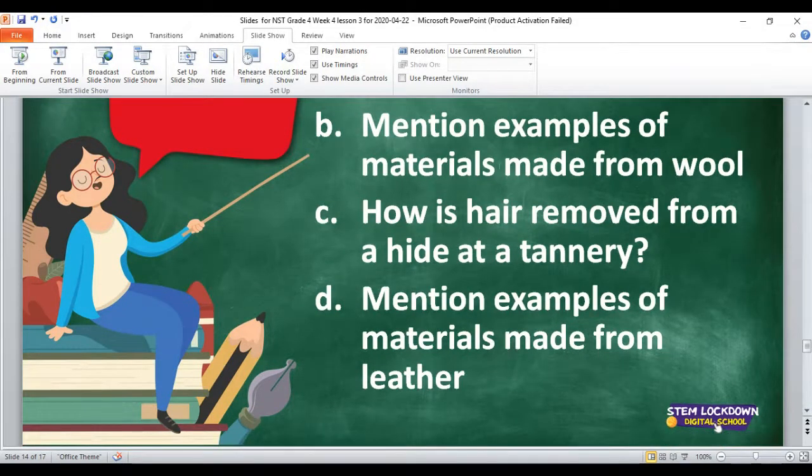Now, mention examples of materials made from wool and leather. Because we have already mentioned from wool, here you can only mention, number D, materials made from leather. It's the same as the previous exercise.